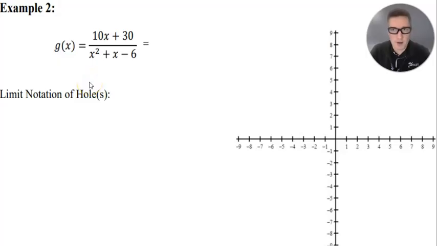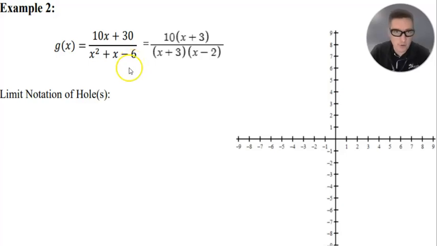Example 2 is going to require some more thinking, as they gave us the two polynomials in the rational function in standard form. We're going to factor them so that we can easily identify the holes. Also notice the top part can be factored by factoring out the 10. That helps us realize that the x plus 3 factor is going to cancel out. That means that x equals negative 3 is going to be a hole.